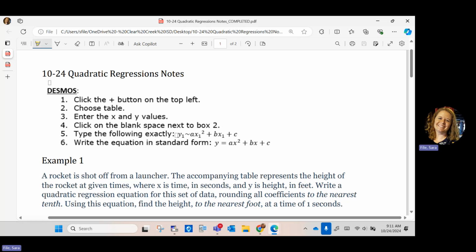So this right here is what we're going to type in for quadratic regression. We add a table, fill in the data for the table, and then we go to the next box and we type this in. When we were doing this for linear functions, the first 4 steps were exactly the same. We hit the plus, add a table, enter the data, go to the next box to type an equation. It's just what you type that's different.